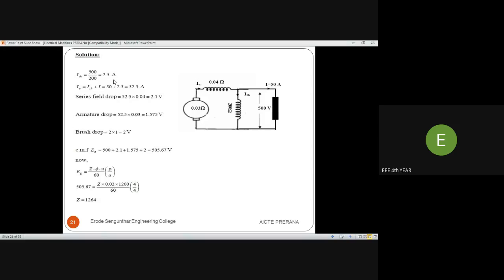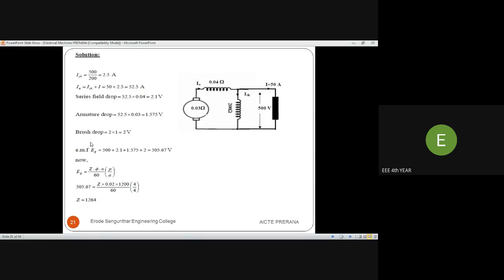We can get the 2.5 ampere shunt field current. Then Ia equals Ise plus I, and we can get the armature current, 52.5 ampere. Then find out the series field voltage drop and armature voltage drop: Ise into Rse, Ia into Ra. We can get 2 volt drop across the series field winding and armature winding.